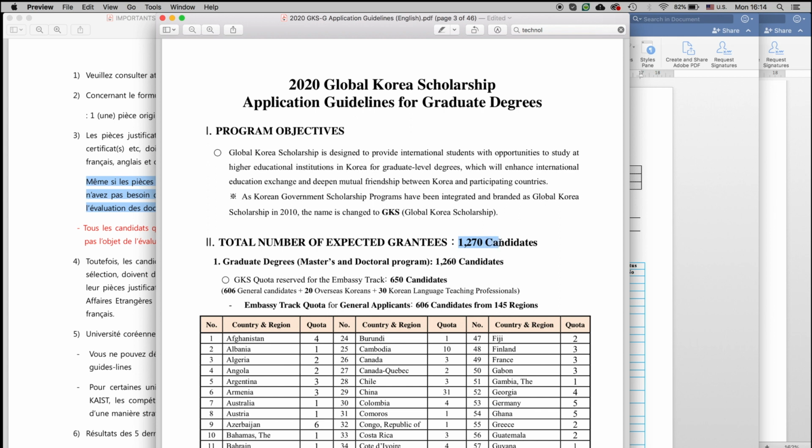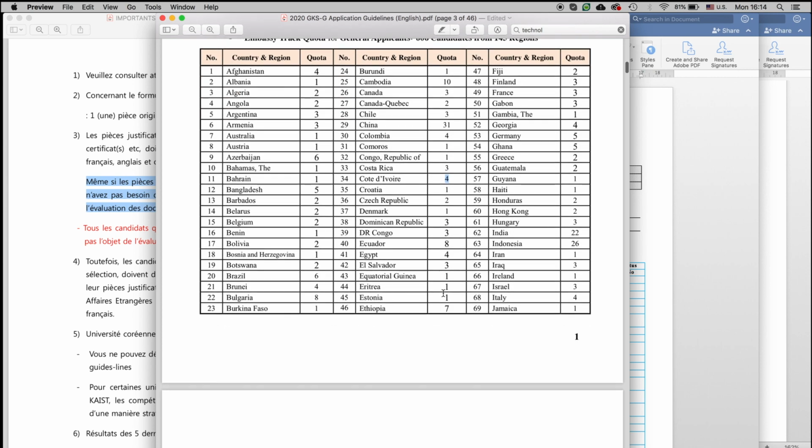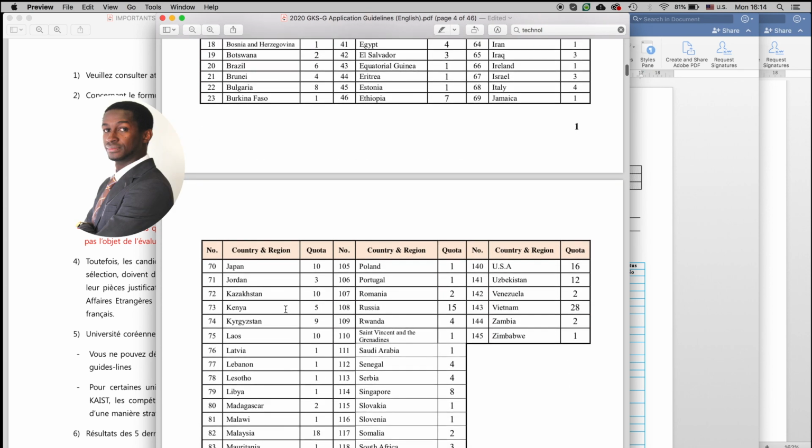1,270. Okay, so in different countries, depending on the relationship that your country has with Korea and the sports, the things they have, the seats in the university, they define the number of seats per country. And this table here gives you the quota for each country. So I myself am from Ivory Coast, what we call Côte d'Ivoire in French, and we have 4 seats for Ivory Coast. So we were doing an example for Kenya. So let's check how many seats for Kenya. So Kenya this year there are 5 quotas, 5 seats available for Kenya.